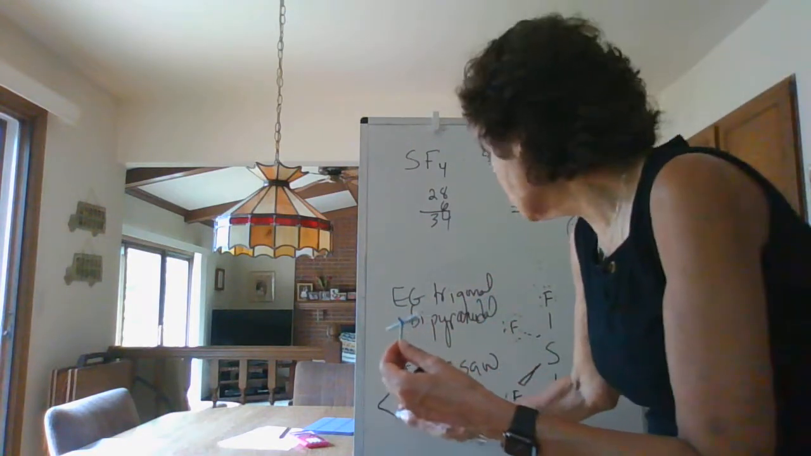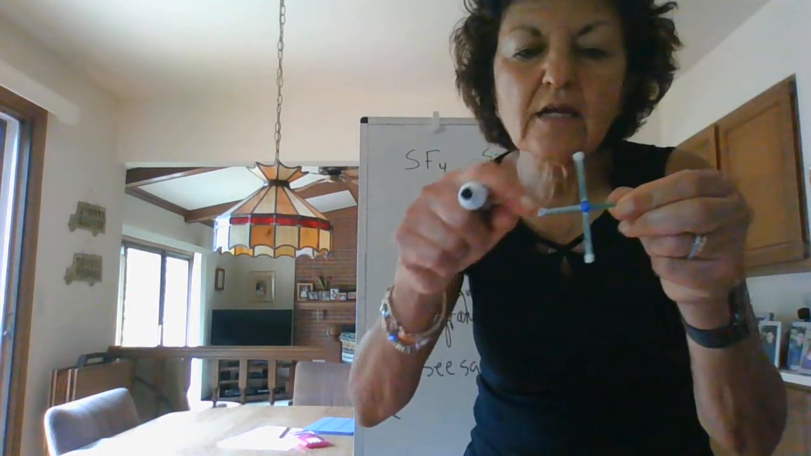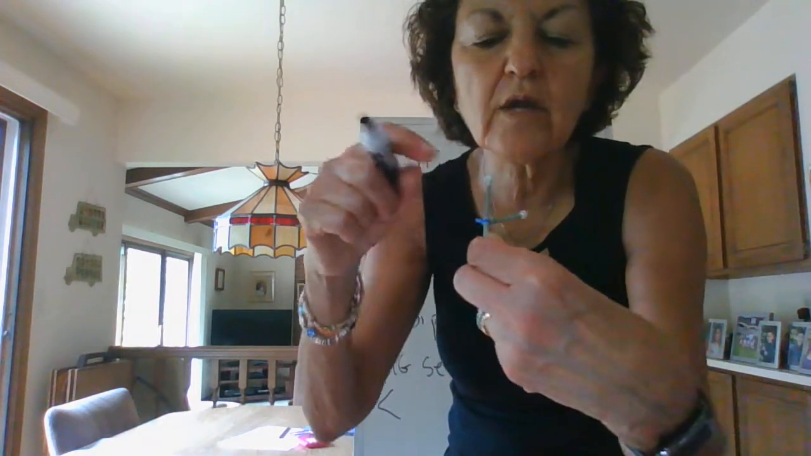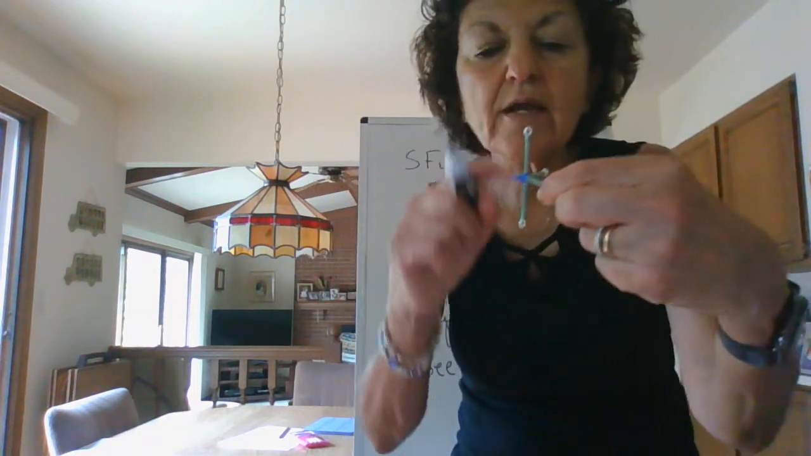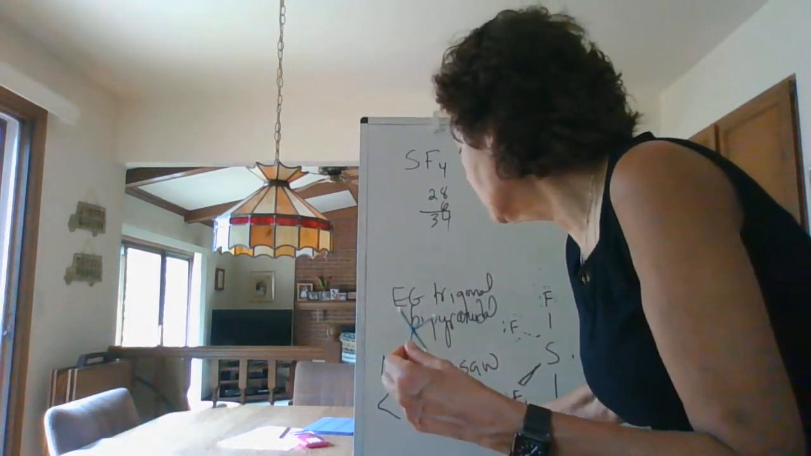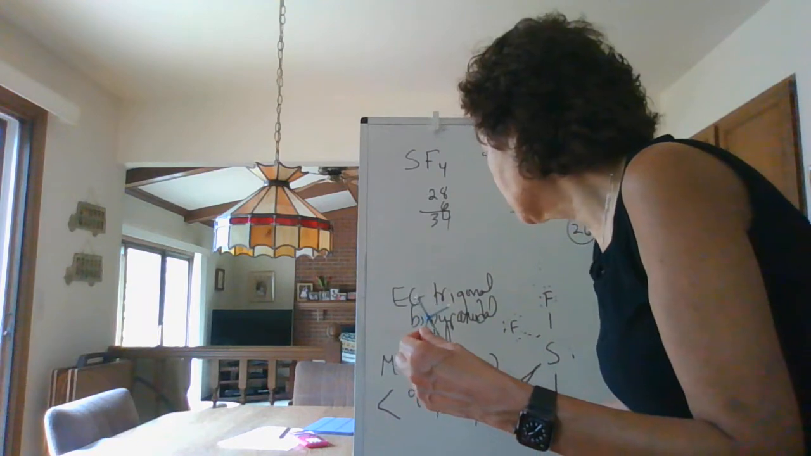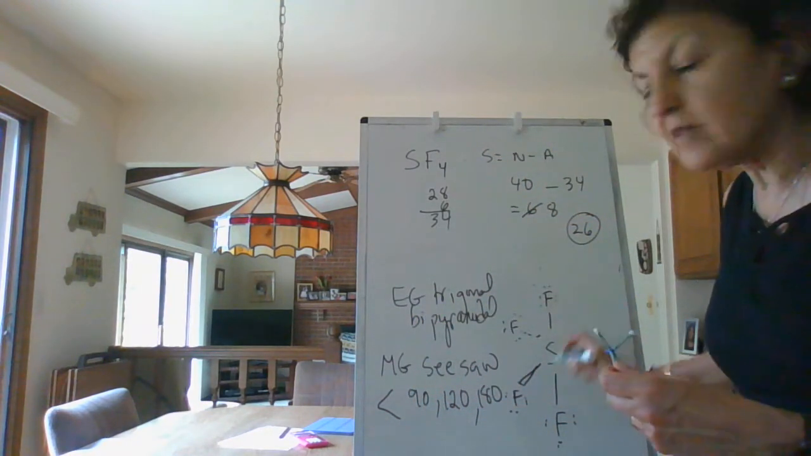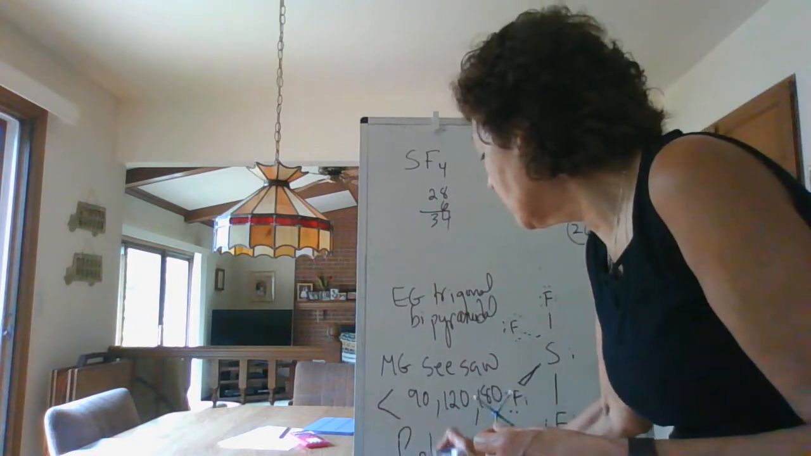The angles, we still have a 90, a 120. Here's the 120 in the equator, and a 180 in the axial. So we still have 90, 120, and 180. And now it's polar because we've got this lone pair. Polar.